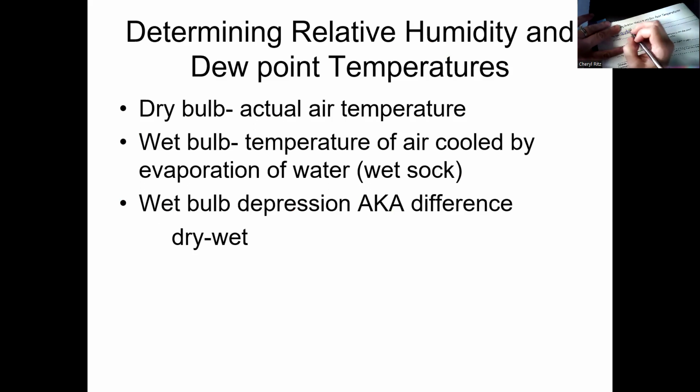And like I said, the wet bulb is the temperature of the air cooled by the evaporation. It'll just be the wet sock. And then finally, the wet bulb depression is just really how much the temperature has been depressed or lowered. So really, it's just the difference between the dry and the wet.